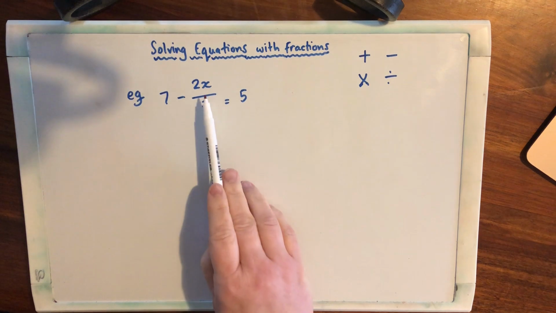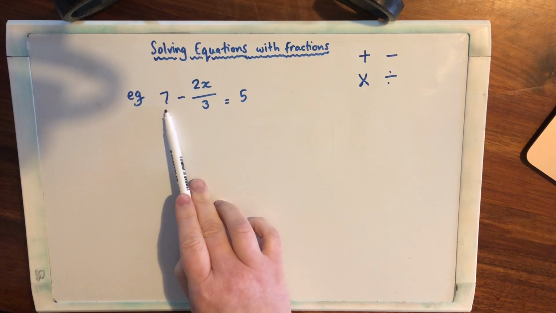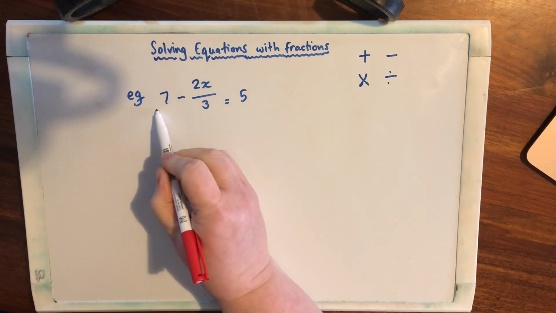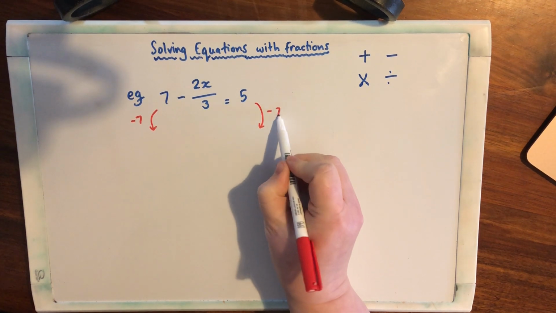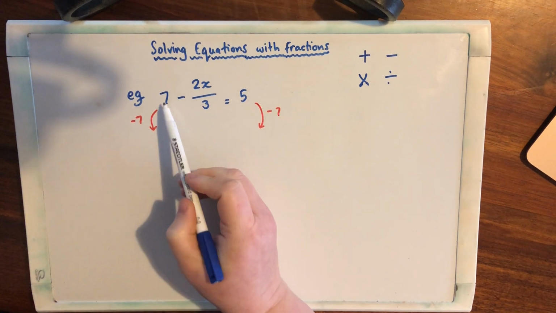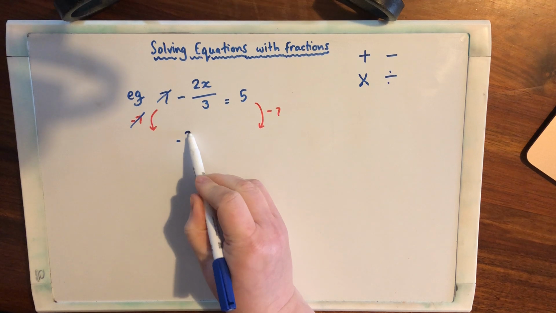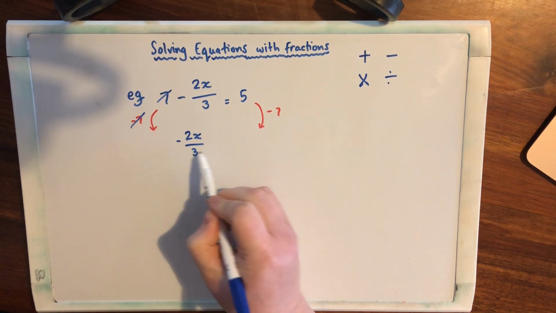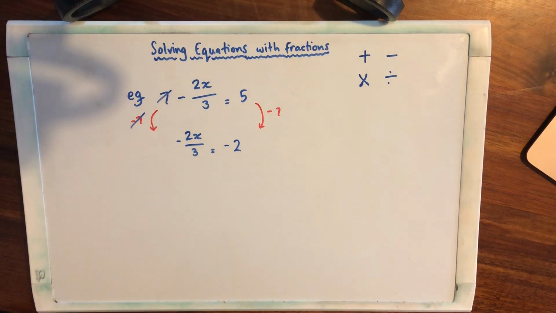Now, I know that the x is tied up in this fraction, so I'm going to leave that alone for now. I've got a positive 7 I can get rid of quite easily. The opposite of positive 7 is negative 7, and I'm going to do that to both sides. So positive 7 take away 7 equals 0, and then we're just left with negative 2x divided by 3 equals 5 minus 7, which is negative 2.